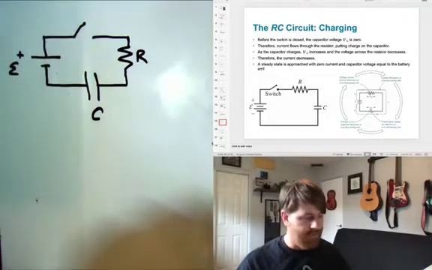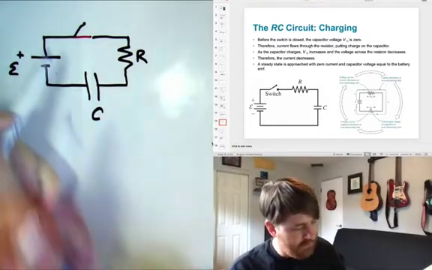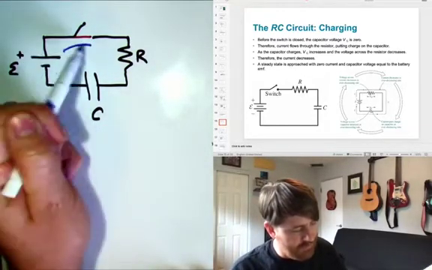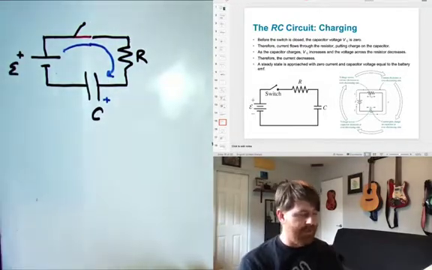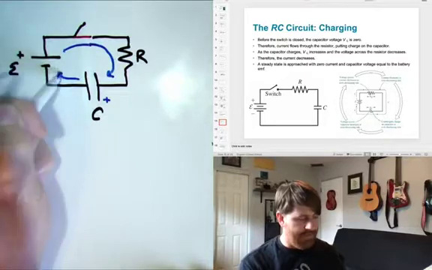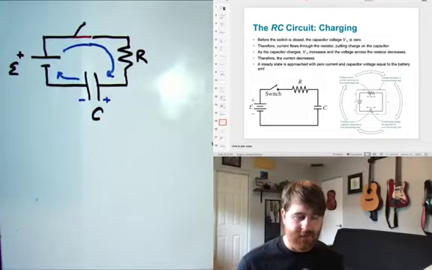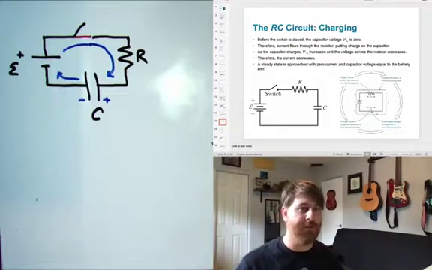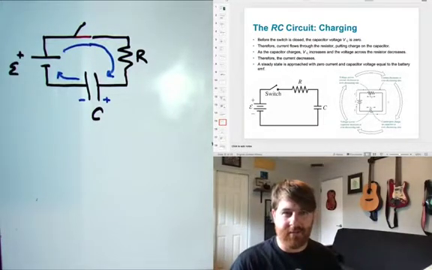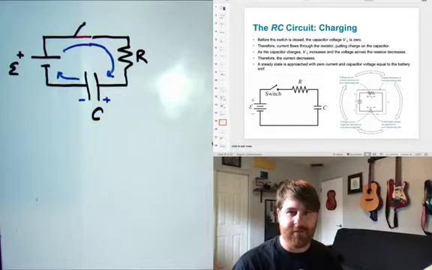Current begins to flow. So I'll close the switch, and current flows from the battery. Positive charges would flow in this direction, causing positive charge to develop on this plate, and negative charges will be pulled this way by the battery, developing negative charge on this plate. So the charge will begin to flow until the capacitor is fully charged. When the capacitor is fully charged, then the potential across the capacitor is equal and opposite to the potential across the battery. No more charge will flow. Okay? So this is charging a capacitor.